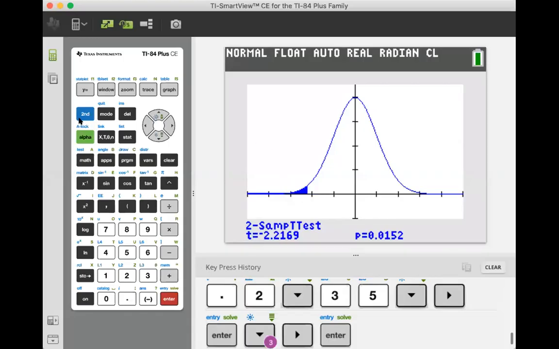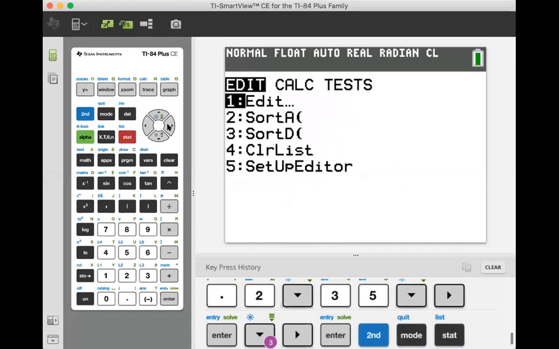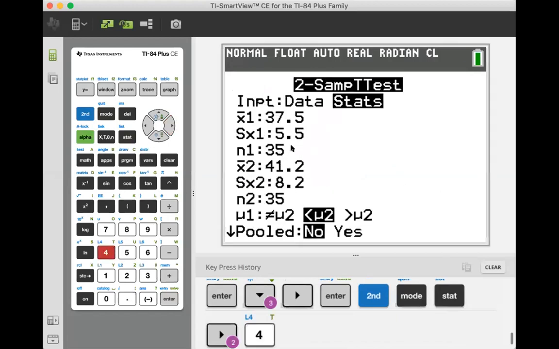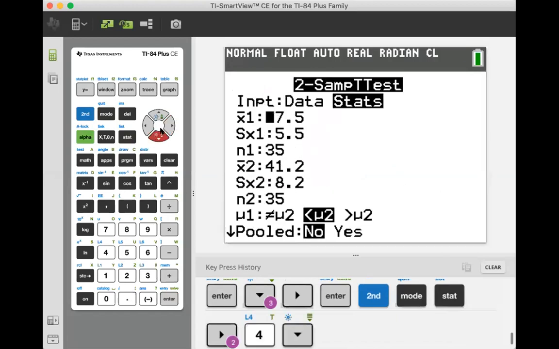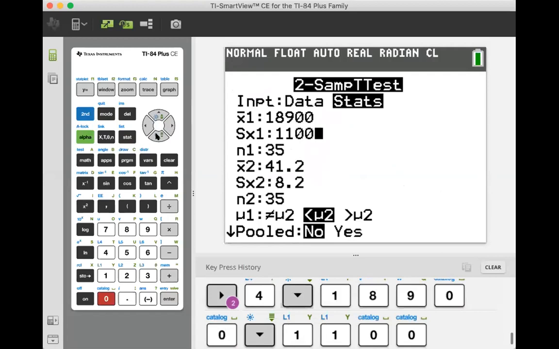Clear this out. 2-SampTTest: Stat, right arrow to Tests, and number 4. Let's go down to 18,900, 1,100, and I believe we're looking again at 16 and 25 for the other one.